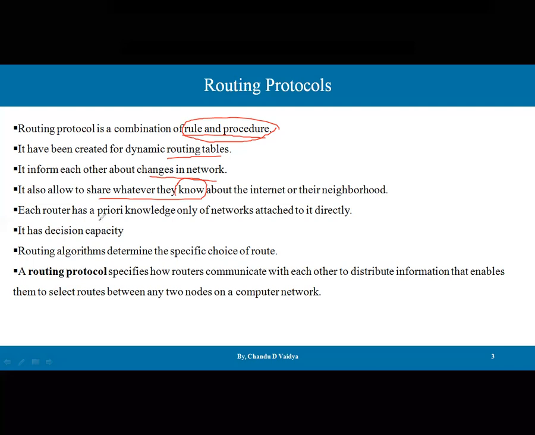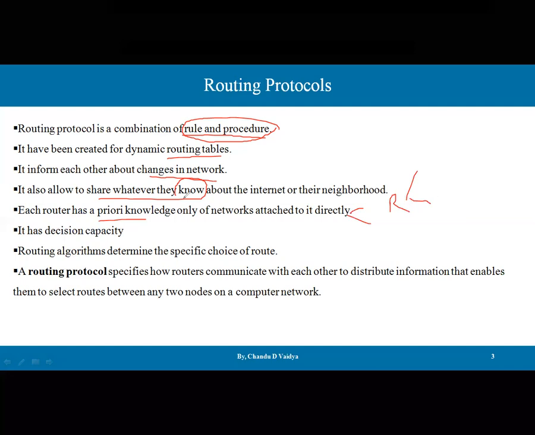Each router has prior knowledge only of the networks attached to it. So this is the concept. Let's say we have a router and the router has two connected networks. A router generally has its own directly connected networks as entries in the routing table. So every router has prior knowledge about the networks attached to it, and after that, it is worked out by the routing protocols.